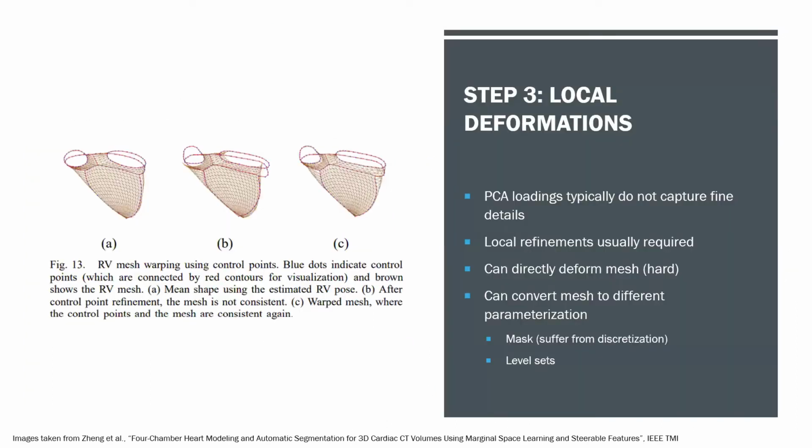Finally, the third step that you would often see in statistical shape models is some local deformations. You're not going to capture everything, all manners of how shapes can vary, so you often need some local deformations just to capture those fine scale details. There are different ways to do that: mesh-based, mask-based, level set-based. There are a lot of techniques on how to do that.